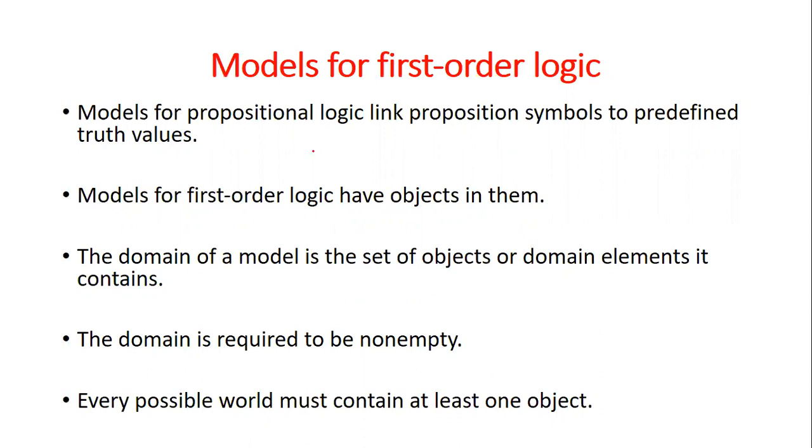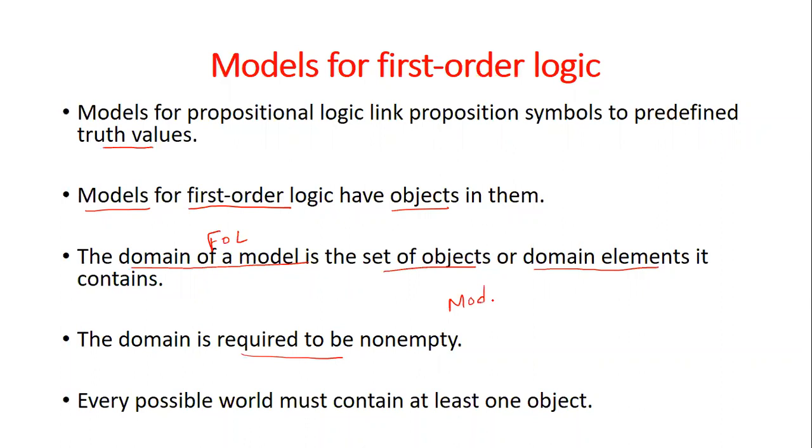So in case of propositional logic, the models are nothing but propositions with predefined truth values. So they are the models in propositional logic, right? But when we consider first order logic, the models for first order logic also include objects. They are not just propositions, but they also include objects. So the domain of the model in FOL is the set of objects. The set of objects can also be called domain elements. And this domain should be non-empty in FOL. That is, in first order logic, at least one object should be available.